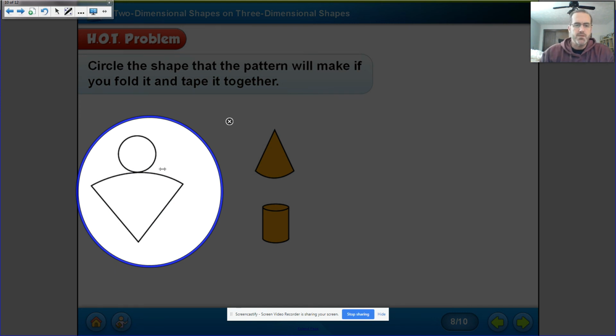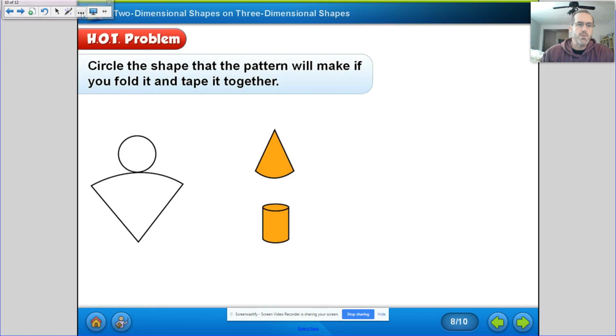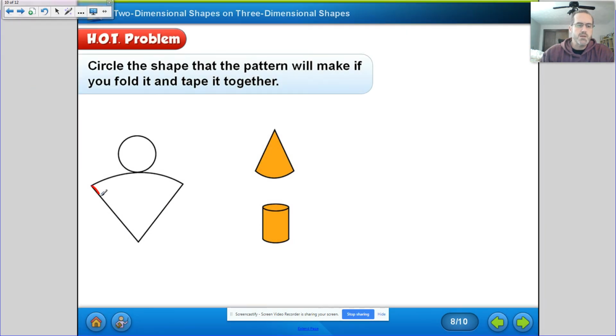Well, let's see. If I folded this piece here, if I folded this, oop, that's not what I want. I want a pen. If I folded this piece over to meet this piece, it would come to a point right here. I'd have a point, wouldn't I? And then this I would have to fold up to be on the bottom. So I would want something with a circle on the bottom and a point at the top. Well, let's look at these two shapes.